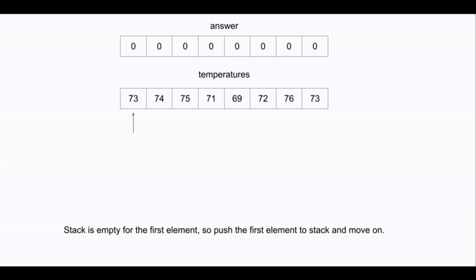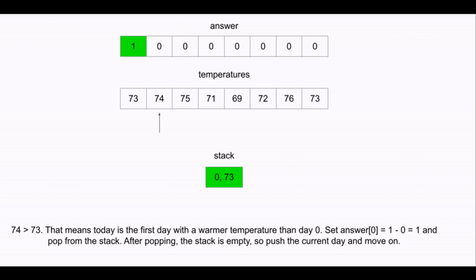So let's see, this is the stack and we have taken one answer and one temperature, in which the stack is empty for the first element, and so we will first push the element. In the second one, as you can see here, 74 is greater than 73, so we will put the first index, right? And that means today is the first day with a warmer temperature than day 0.